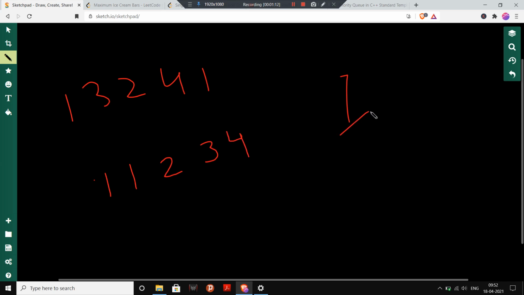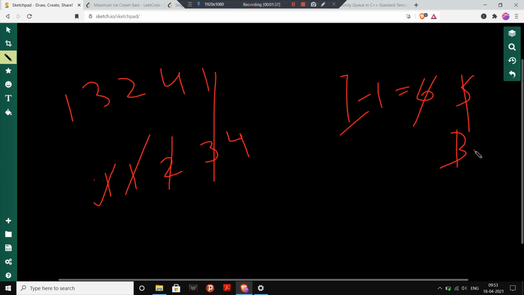Now we have 7 coins, so we can buy this one. The number of coins reduces to 6. Now we can buy this ice cream. The number of coins reduces to 5. Now we can buy this ice cream also. The number of coins reduces to 3. We can buy this also. The number of coins reduces to 0. Now as soon as it reduces to 0, we cannot buy any more ice creams. So the count of ice creams that we can buy is 4, and this is the maximum possible number of ice creams that we can buy.